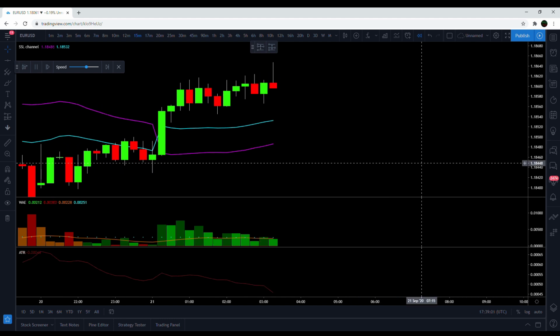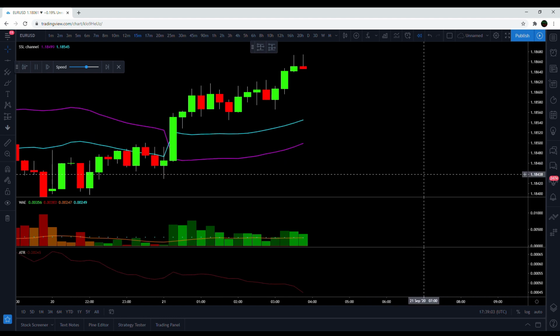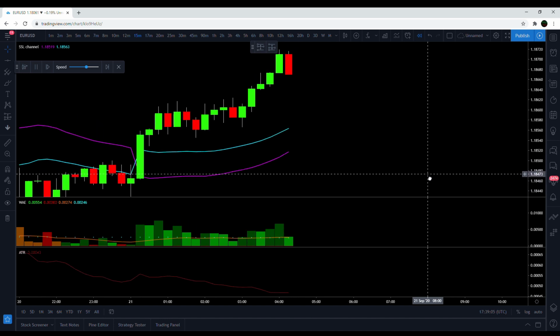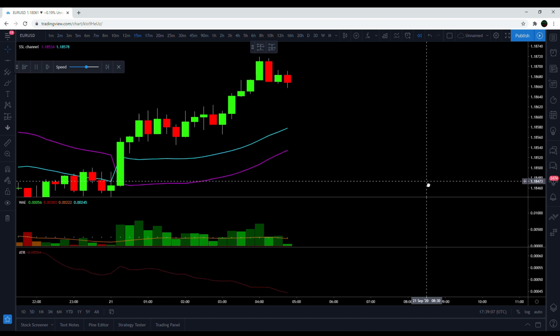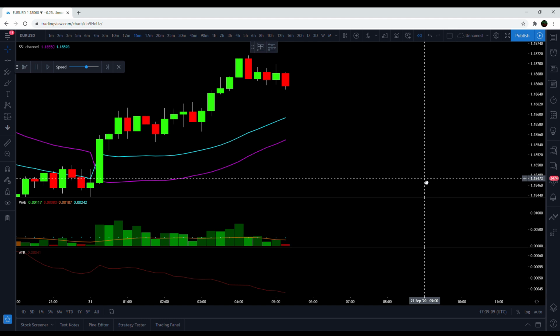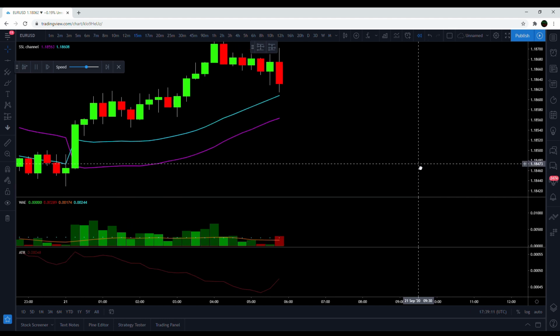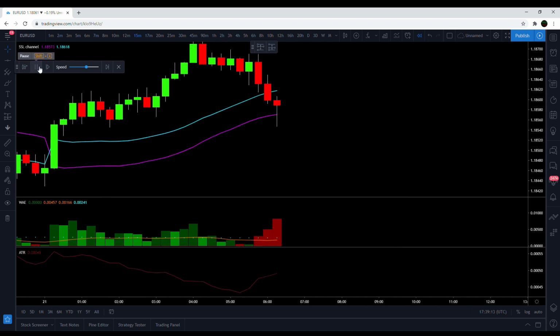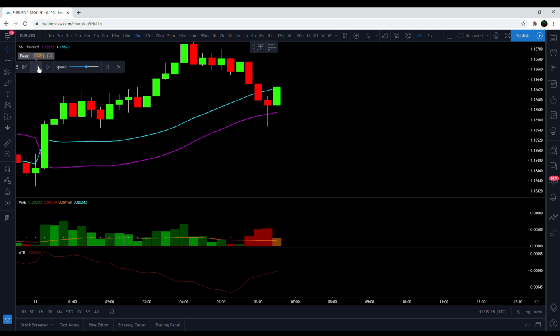3 winners technically in a row, just very small winners. Looks like it's going to cross back down, maybe.